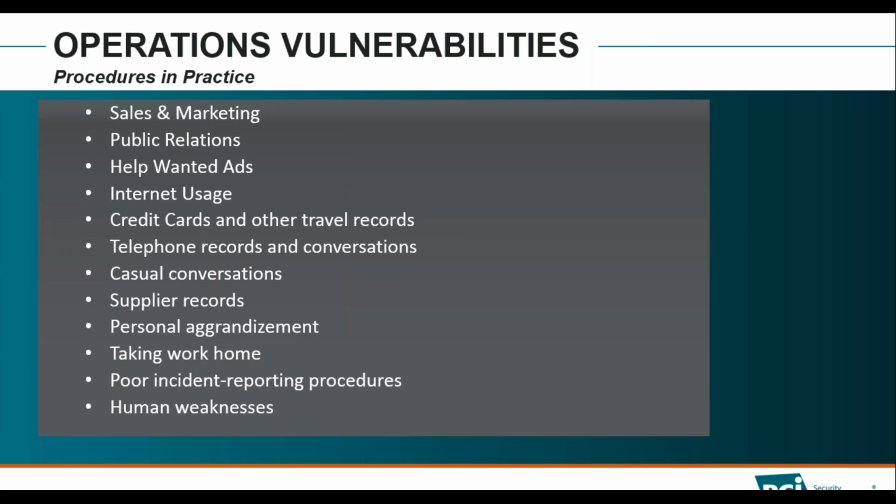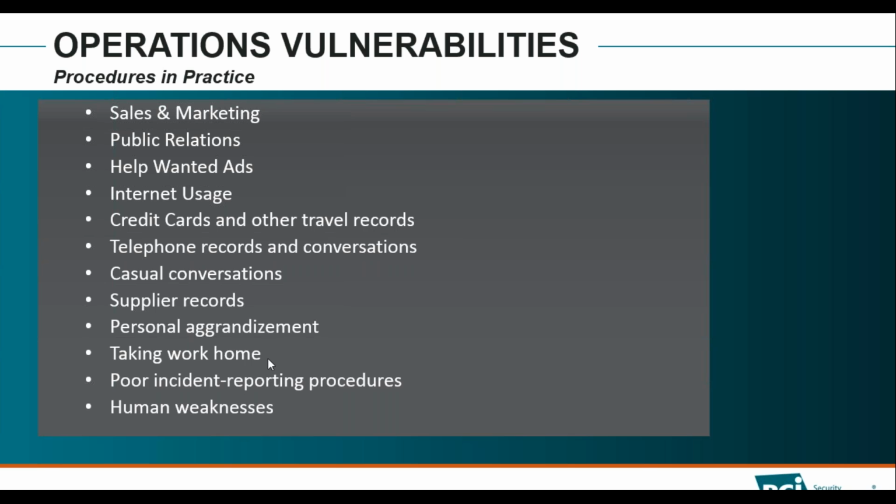Again, from the operational vulnerabilities, the procedures in practice, many things. The sales and marketing staff in many companies, along with the technical staff, seem to be a very lucrative department for hackers to target. The reason being, the tech people would have at least some tech sense, but the marketing and sales people are under so much pressure and lack technical expertise, so they become a much more lucrative target for hackers. Again, there could be public relations people, there could be help wanted ads, which are used by attackers to gather information about your company.